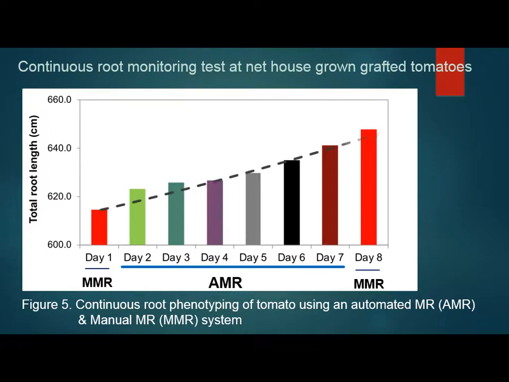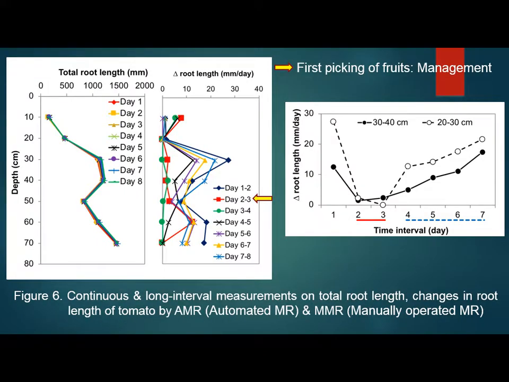In the increasing trend, there is a little variation on day 2 and day 3, but we could not find the reason. So then the total root length was converted into depth wise. The first picture shows the same total root length plotted depth wise, and here also we did not see any changes. So then the change in root length was calculated in the second picture. From each day interval, the change in root length is plotted.